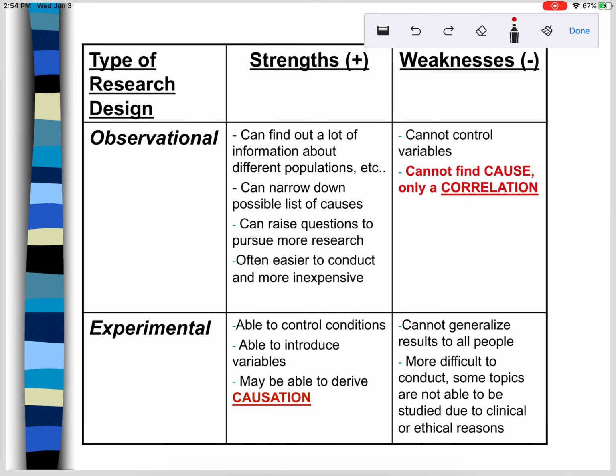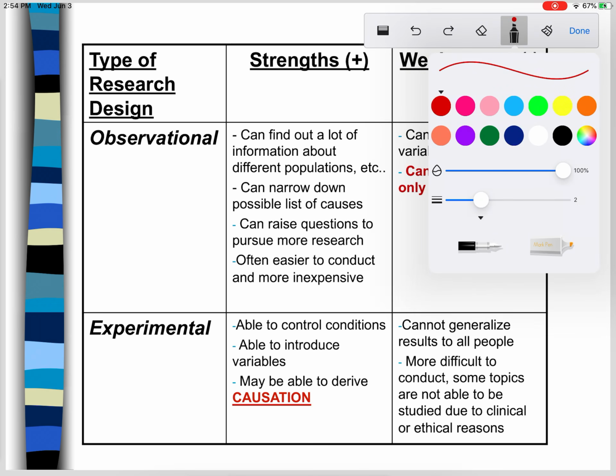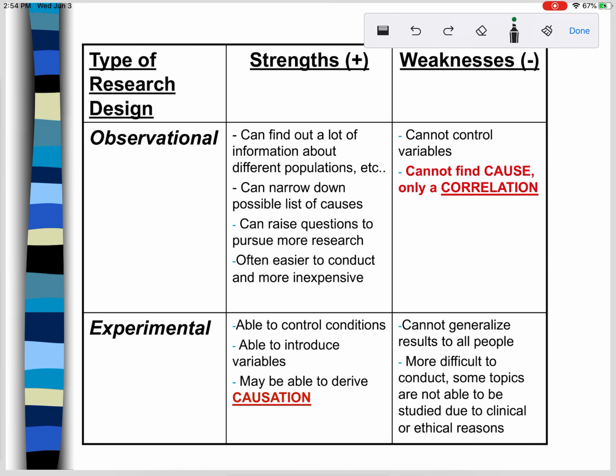Oh yes, here we see a table. It is just the beginning, ladies and gentlemen. I do like my tables. Let me switch to green. What I want to point out, here are some examples of strengths and weaknesses of the observational versus the experimental types of research. What I have in red is what I want to point out.